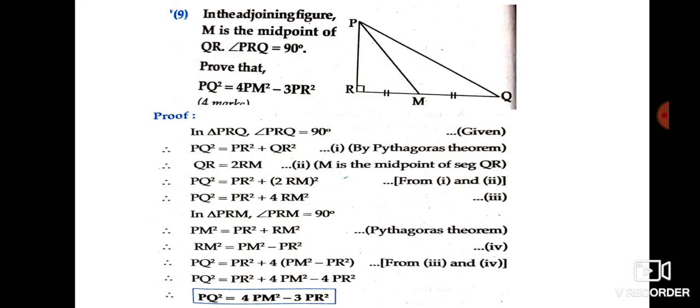Just to revise, what did we do? We took the bigger triangle and by Pythagoras we got the expression PQ square is equal to PR square plus RQ square. Instead of RQ, we wrote twice RM and opened the bracket. Then we took the smaller triangle, where we wrote PM square is equal to PR square plus RM square. Again we had RM, so this value of RM we substituted in the bigger triangle, opened the bracket, and got the answer.